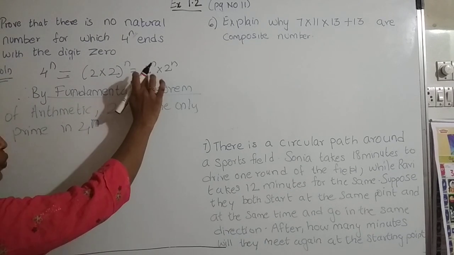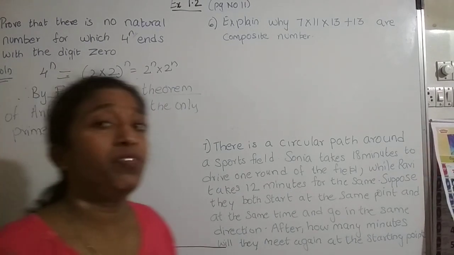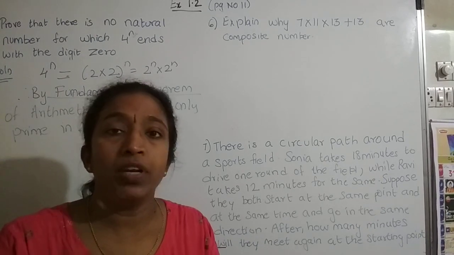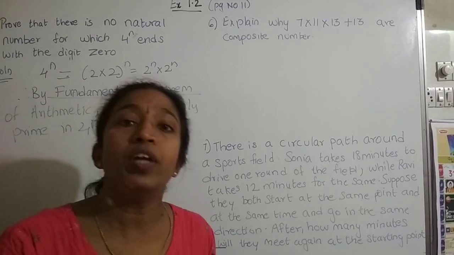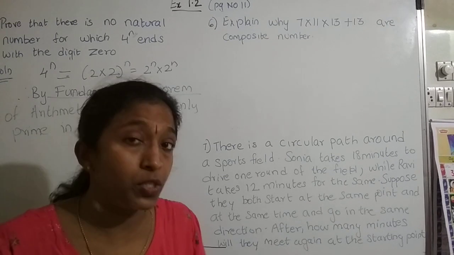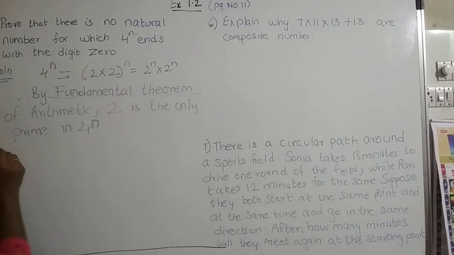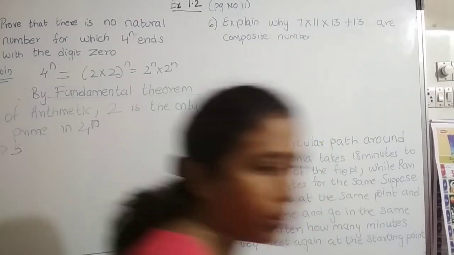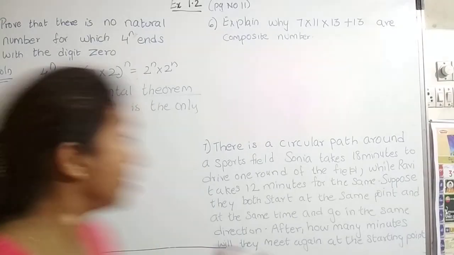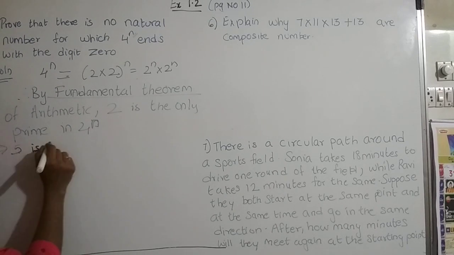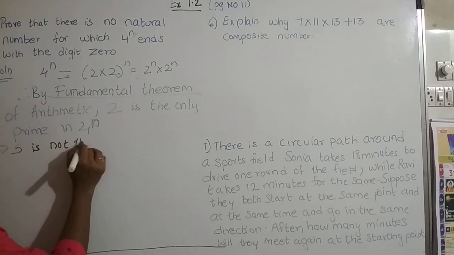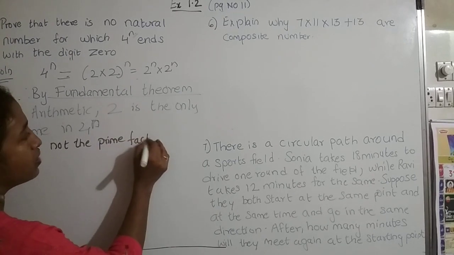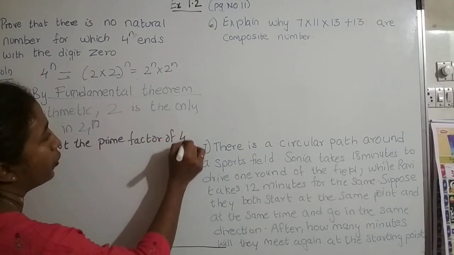So if 2 is a prime, which is the other prime factor which is missing? That is 5, right? We have already said that if a number has to end with 0, it must have 2 and 5. 2 is there. So this implies 5 does not occur. Wait, I will just change. So this implies 5 is not the prime factor of 4 raised to n.